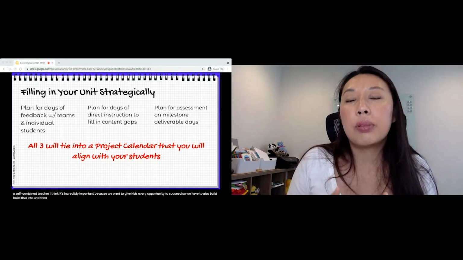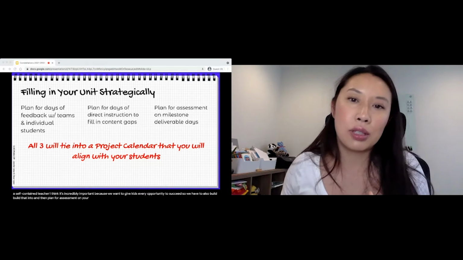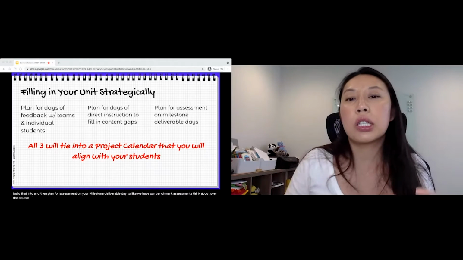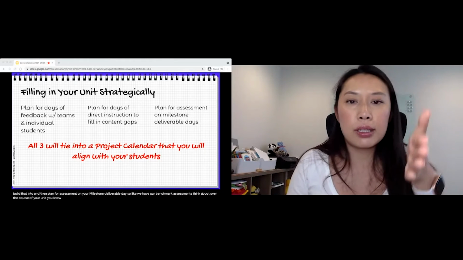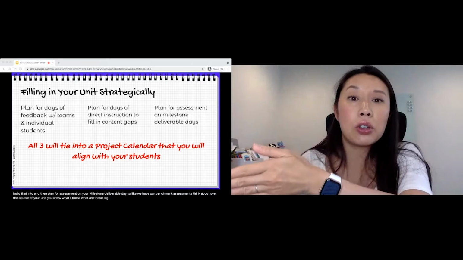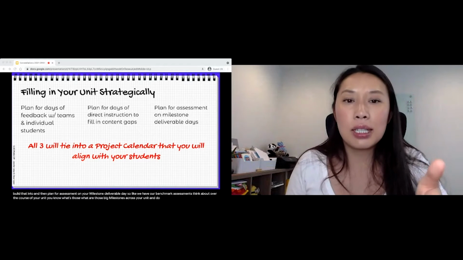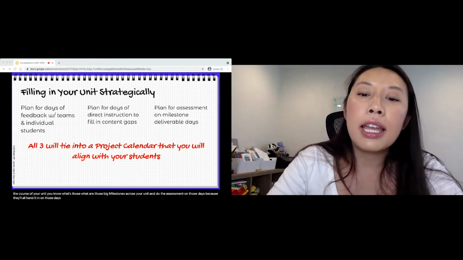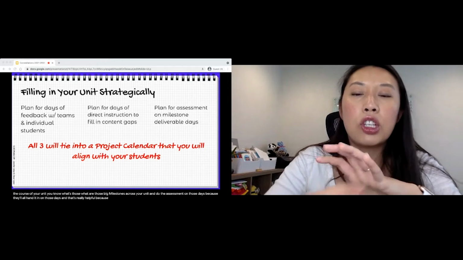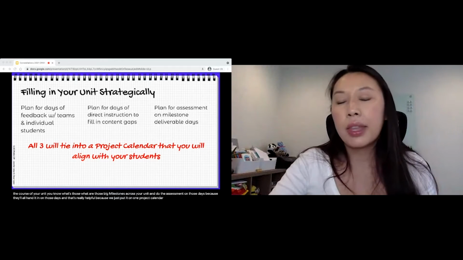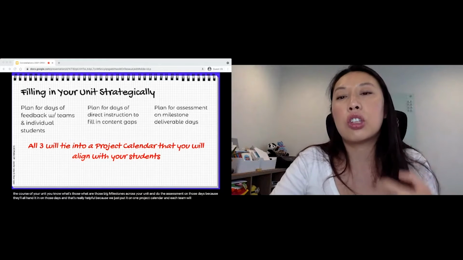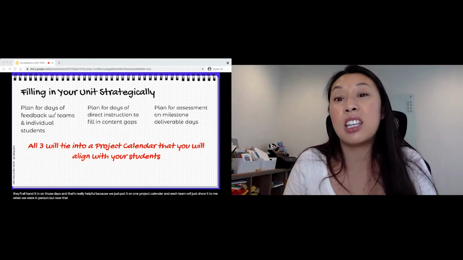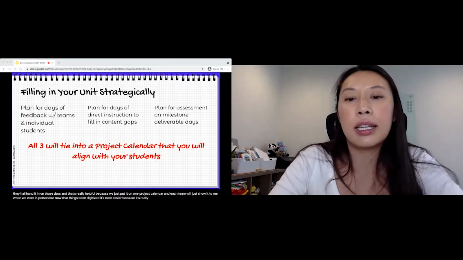And then plan for assessment on your milestone deliverable days. We have our benchmark assessments. Think about the big milestones across your unit, and do the assessment on those days because they'll all hand it in then. That's really helpful because we put it on one project calendar. Each team would show it to me when we were in person, but now that everything's digitized, it's even easier because it's in their work folders.